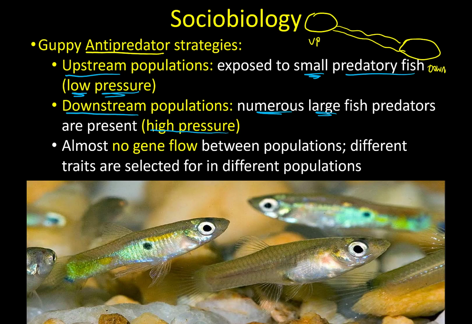Now keep in mind, there's almost no gene flow between populations. So the waterfall that separates these two groups really does significantly separate them. Different traits are going to be selected for in these two different populations, and those traits are not going to be shared because the two populations don't interbreed. So let's take a look at what this looks like.